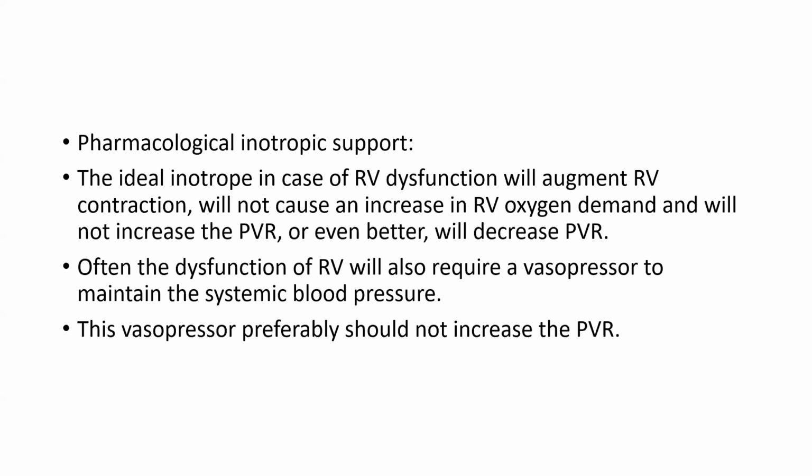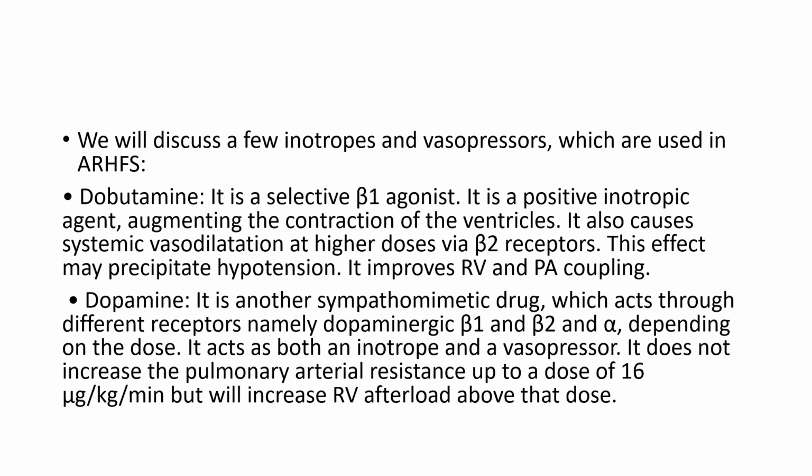Now, pharmacological inotropic support. The ideal inotrope in the case of RV dysfunction will augment RV contraction and will not cause an increase in RV oxygen demand and will not increase the pulmonary vascular resistance. Or even better, will decrease the pulmonary vascular resistance. Often the dysfunction of RV will also require a vasopressor to maintain systemic blood pressure. This vasopressor preferably should not increase pulmonary vascular resistance. Now we'll discuss a few inotropes and vasopressors which are used in acute right heart failure syndrome.